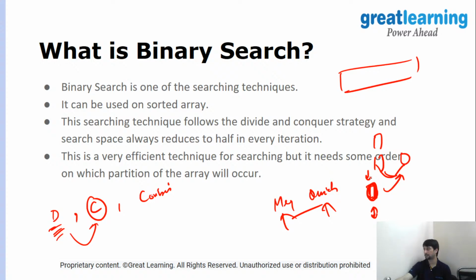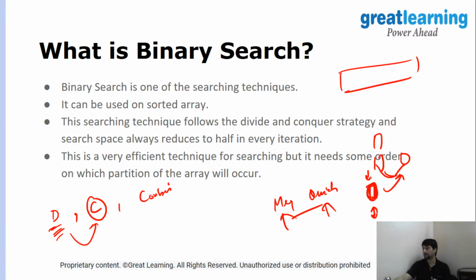Okay, now let's talk about this binary search. I can't see your chat, guys. Just quickly write a yes or no in the chat. Can't see your chat. Yeah, okay, great.